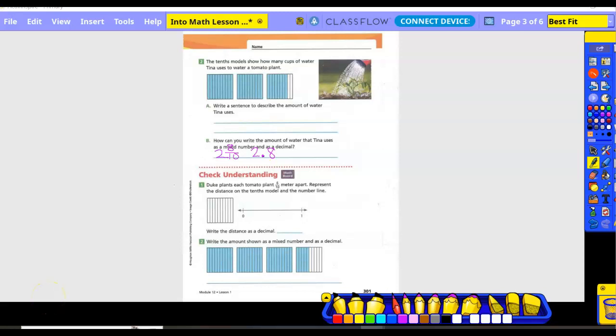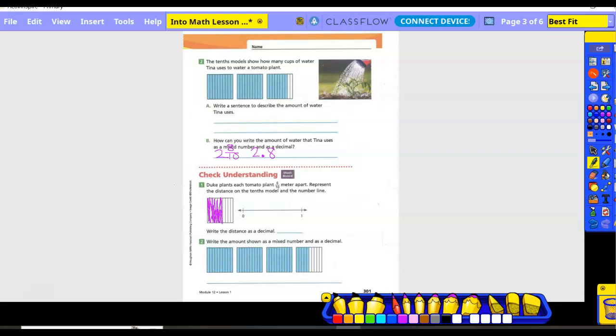Check understanding number 1. Plant each tomato plant 6 tenths of a meter apart. Represent the distance on the tenths model and the number line. So how many pieces am I going to color in of that box? 6. So I'm going to color in 6 lines. Okay, now on the number line, I don't have a whole yet, right? So they have 0 to 1.